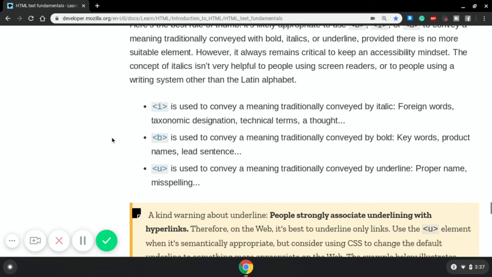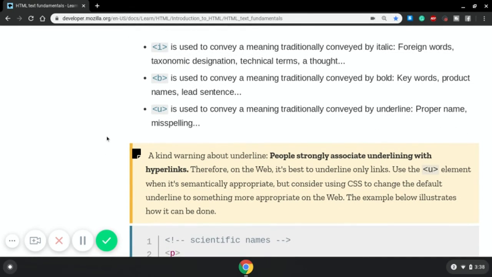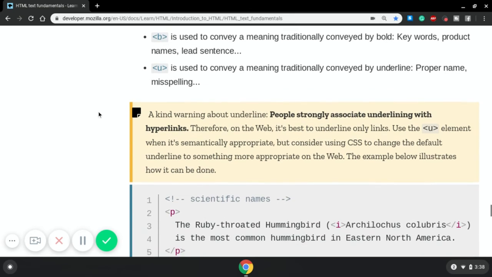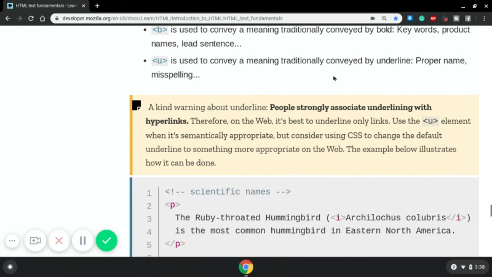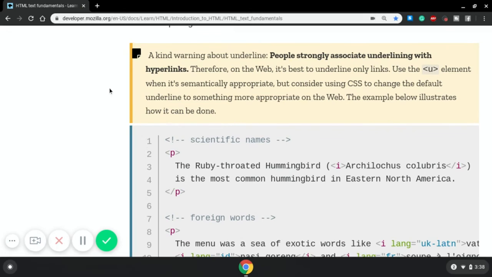I is used to convey a meaning traditionally conveyed by italics: foreign words, taxonomic designation, technical terms, a thought. B is used to convey a meaning traditionally conveyed by bold: keywords, product names, lead sentences. U is used for meanings traditionally conveyed by underline: proper name, misspelling.